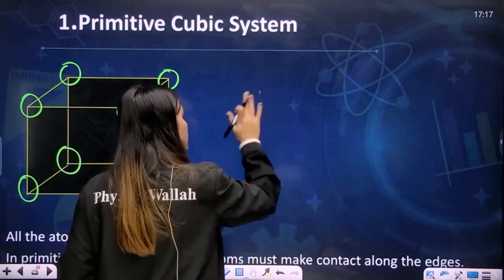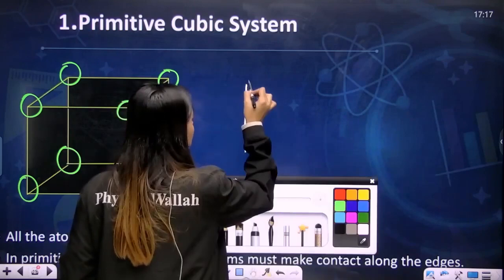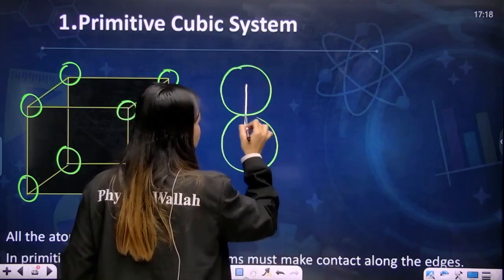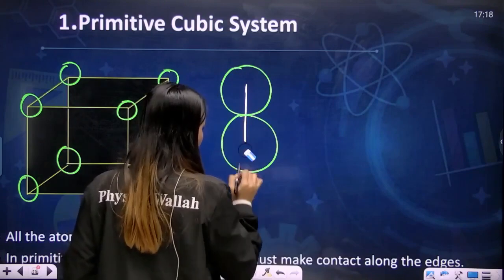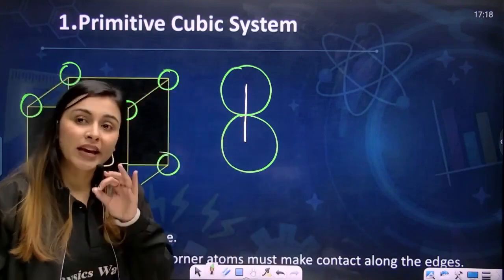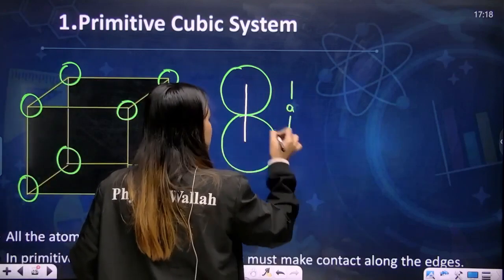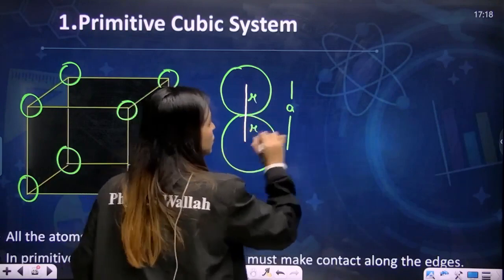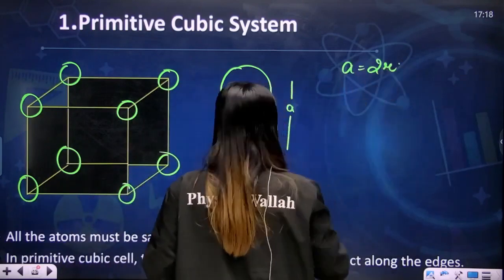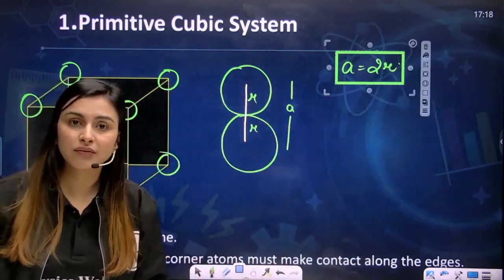I'll make one edge here. The actual picture would be that one atom is here and the other atom is here. It is actually touching it. So this is the real picture. So can I say that the edge length a is actually equal to the sum of these 2r? So a is equal to 2r. This is the relation that I have just found out, and this is very important for me, right?